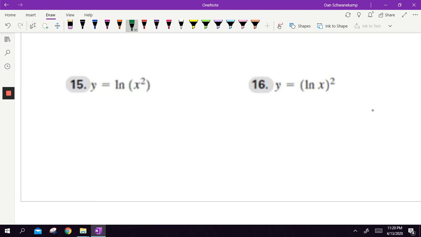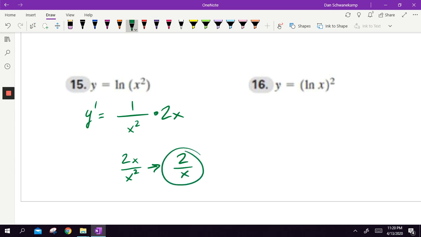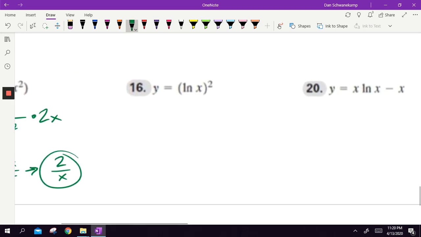15, we're taking the derivative of natural log. All right, cool. The derivative of natural log is 1 over the baby times the derivative of the baby. We could put that back together. It'd be 2x over x squared, which is going to be 2 over x when I simplify that down. I think I did that one on the front side. Natural log of x squared.